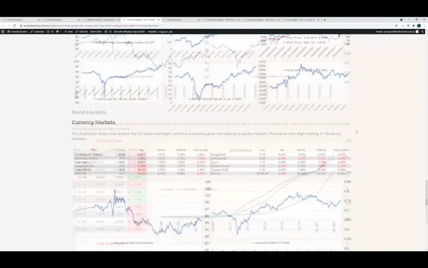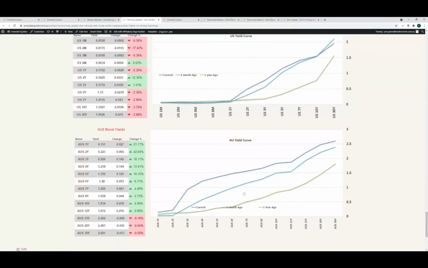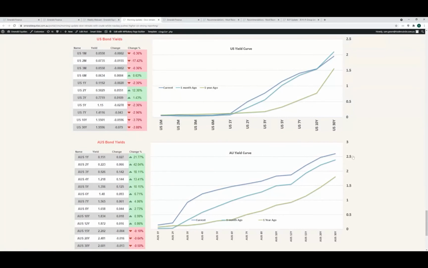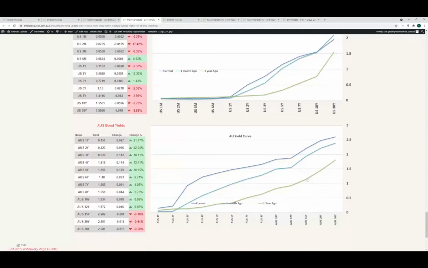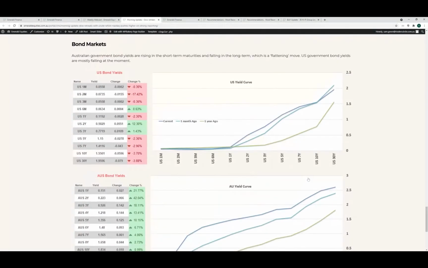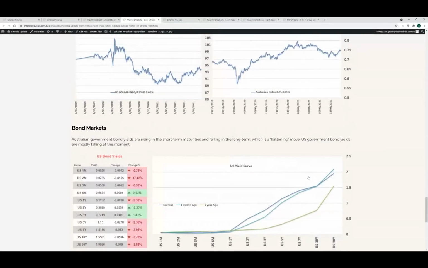And this is another one that's quite important as well at the moment. We've got US and Australian government bond yield curves. And what this chart is essentially showing us is that the yield curve has risen here in Australia and in the US over the past month and year. And that's something that's really seeing a lot of commentary in financial markets at the moment. It's being attributed as the reason for a lot of movement in financial markets at the moment.